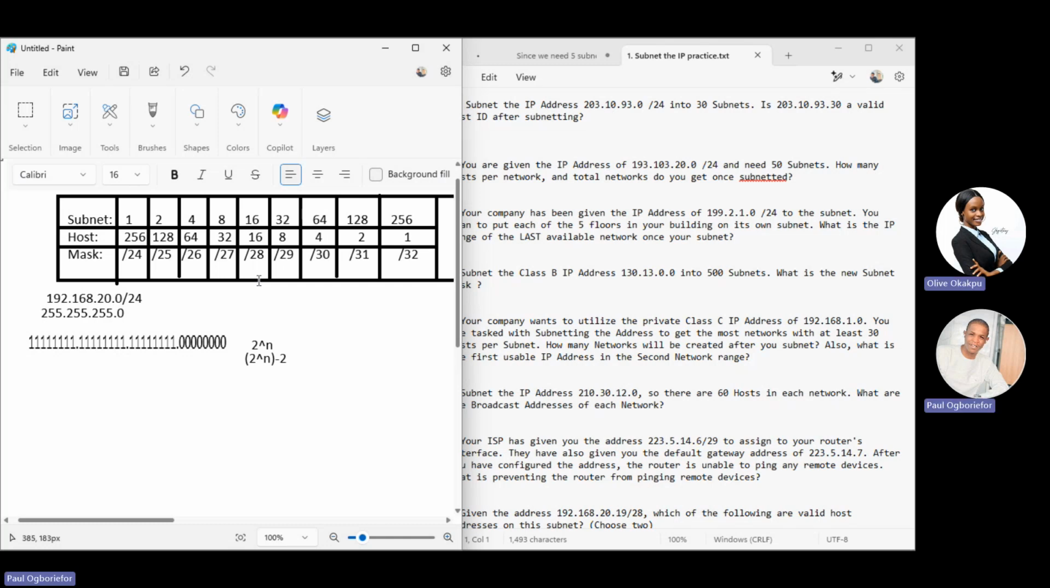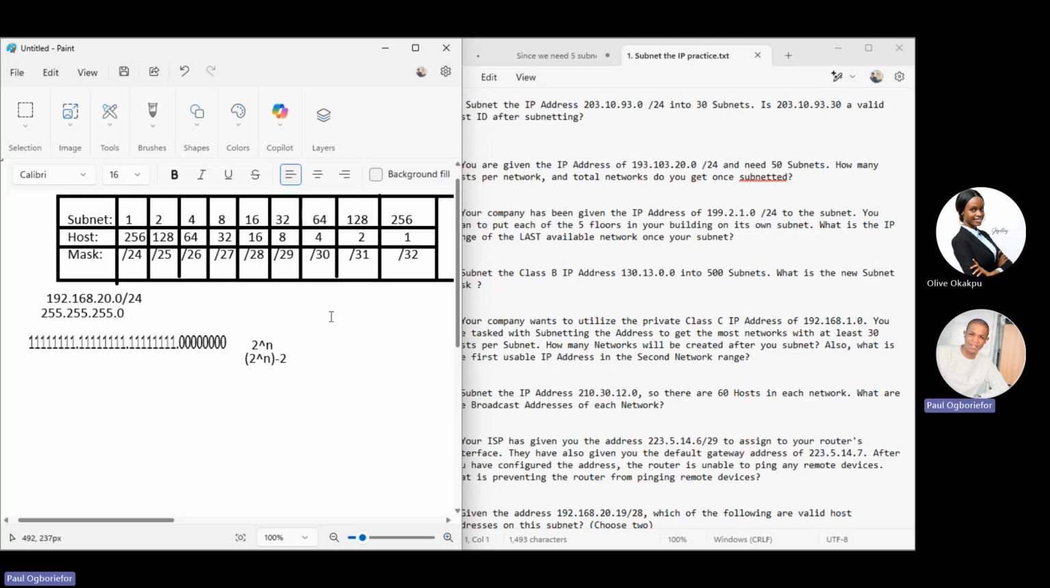There is something I still want us to do. You have /27, and that /27 will not work with this 255.255.255.0. Do you agree with me? Yes, I agree. Now, how do you convert this /27 to match the exact number that is supposed to be here? That is what we want to work towards now, right?